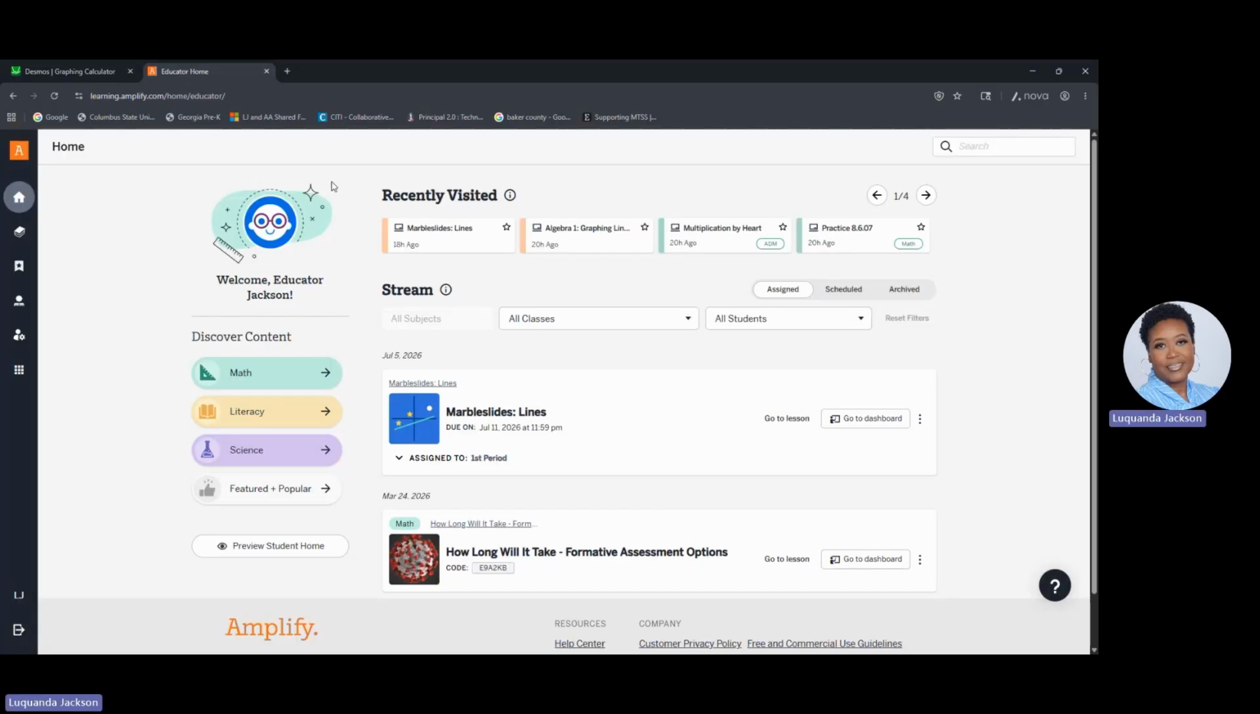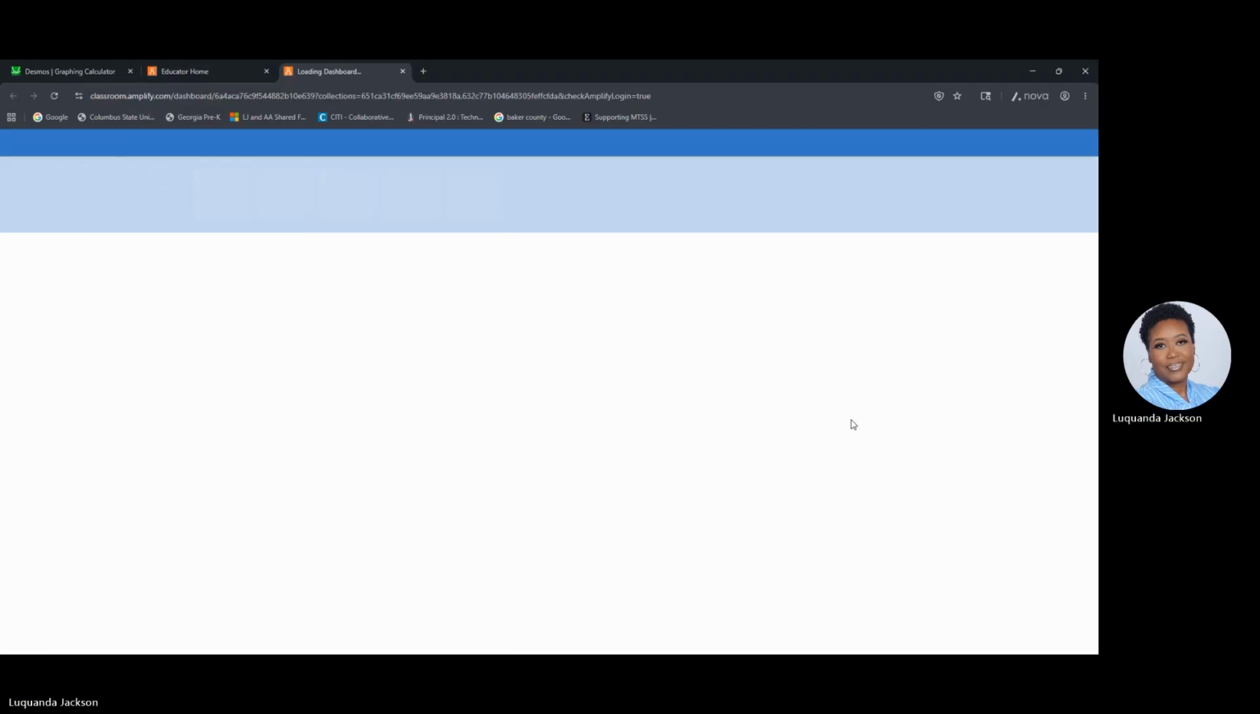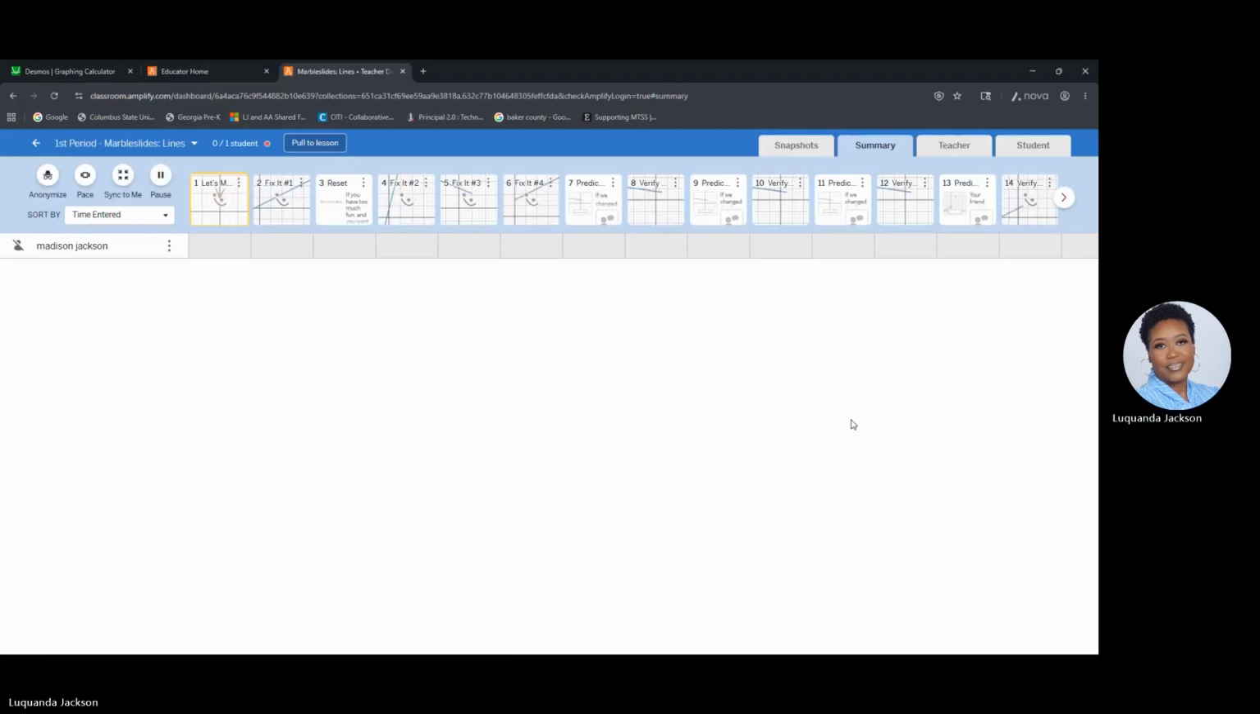And here, this is a teacher side. This is on learning.amplify.com for educators and students. But on my educator side, I went in and I found an activity that I would like for my students to do. This activity is called Marble Slides, and it deals with lines. So once I get to this activity, I actually can go to my teacher dashboard. And I can assign this to students, okay?